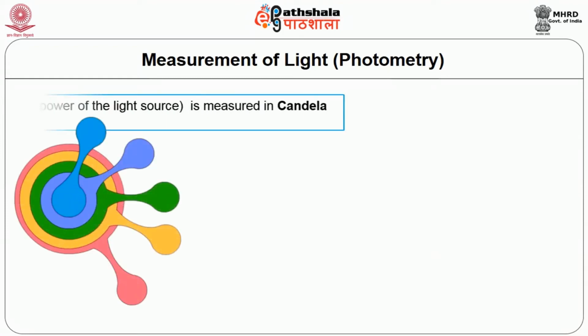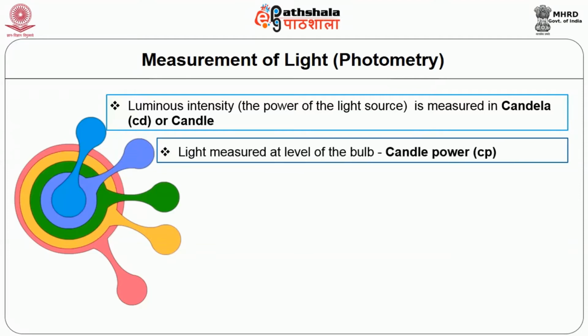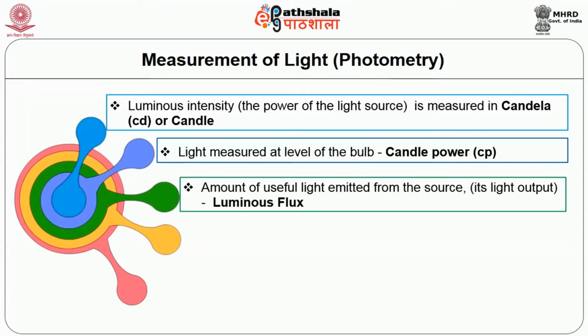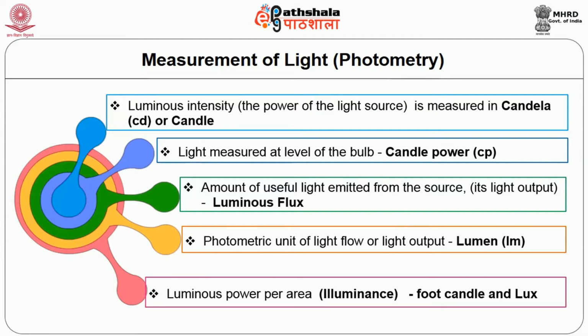Luminous intensity, the power of the light source, is measured in candela or candle. Light measured at the level of the bulb is candle power. Amount of useful light emitted from the source, its light output, is luminous flux. Photometric unit of light flow or light output is lumen. Luminous power per area, or illuminance, is foot candle and lux.